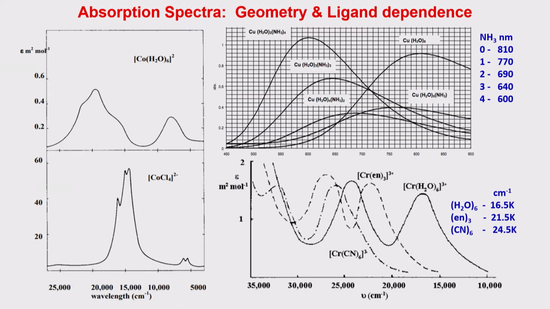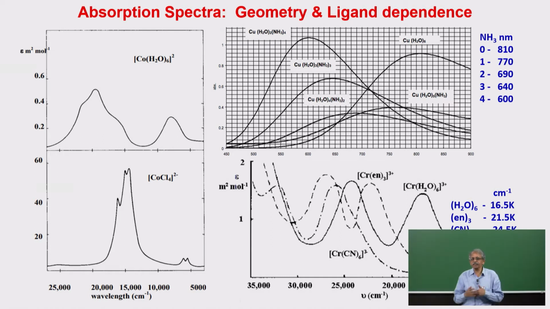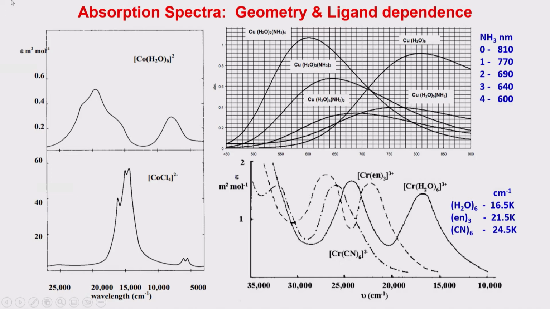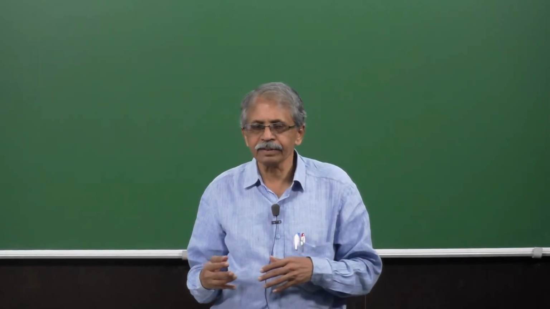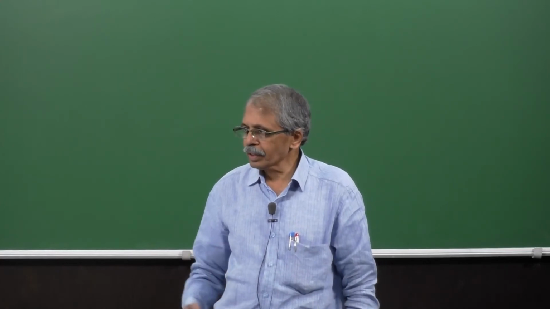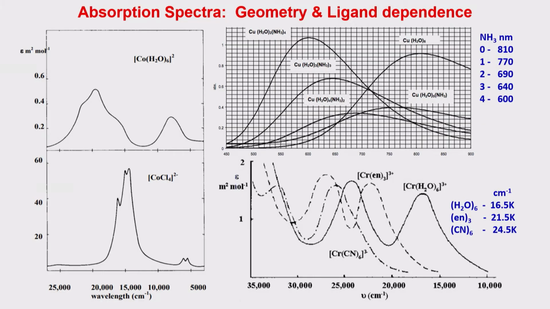So let us now look at the kind of signatures that one finds, the kind of variations that one finds as a result of the variation in the oxidation state, coordination number, coordination geometry, type of ligand, variety of these things. So let us look at some of these in comparison with that. If you compare, then it is easy to understand. Now look at this particular slide on the left side. There are two absorption spectra.